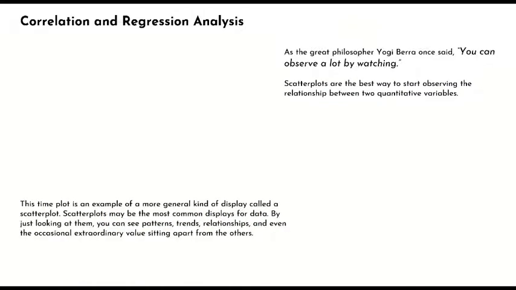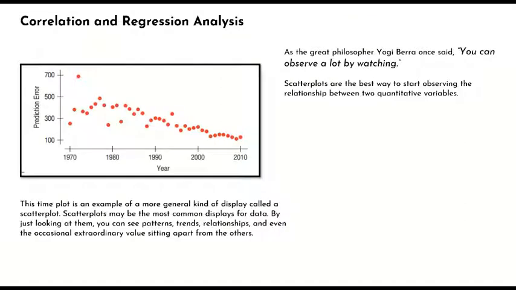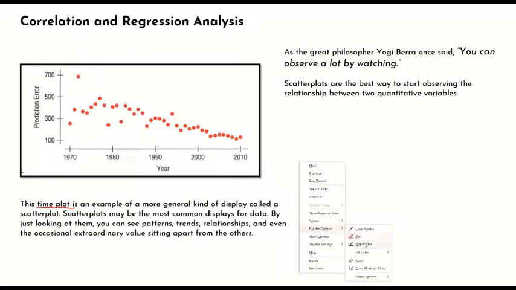Right? So, going back to the data here, this is an example of a time plot series. So, binigay ko sa inyo topic last week. So, kaya nauna yung mga graphs because mag-i-introduce na ako ng mga graphs dito sa regression and correlation analysis. But more particularly, it's the time series graph because this is the most common. Okay. So, by just looking at them, you can see patterns, trends, relationships, and even occasional extraordinary values sitting apart from the others. Yung tinatawag natin mga outliers.